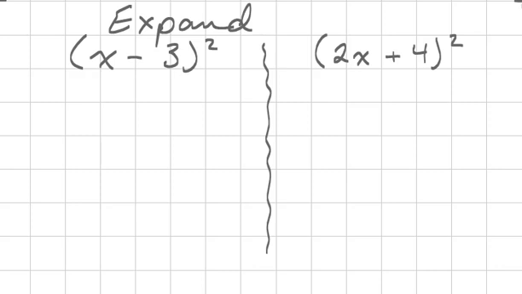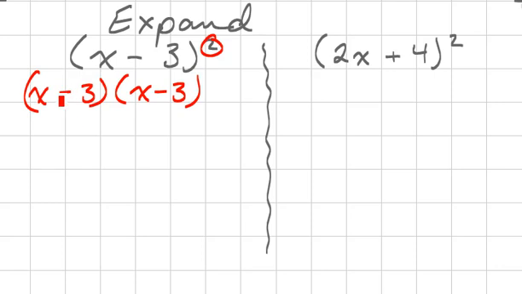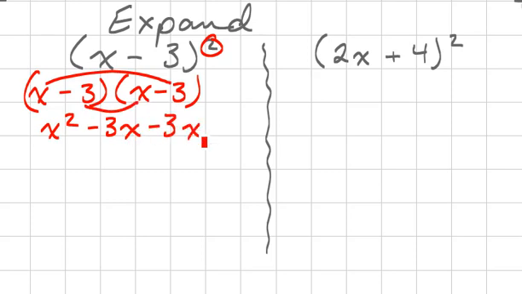You'll probably see questions like this as well that say expand, but we've only got the one binomial. Notice, however, there's an exponent out here. So x minus 3 squared is like saying x minus 3 times x minus 3. And if we use the distributive property, x times x will give x squared, x times negative 3 will be negative 3x, negative 3 times x is another negative 3x, and negative 3 times negative 3 is positive 9. We put those together and we get x squared minus 6x plus 9.